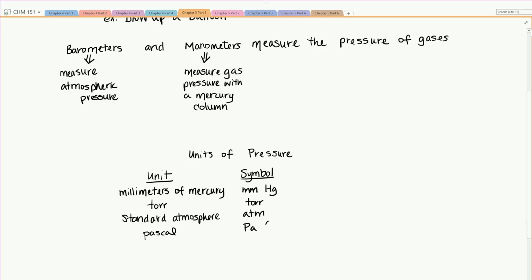The Pascal is actually the SI unit for pressure, and it's equal to 1 Newton per meter squared. And that's because pressure is equal to the force over the area.